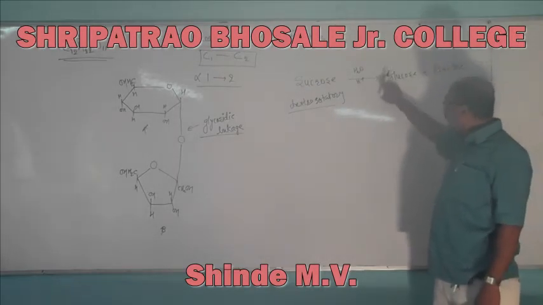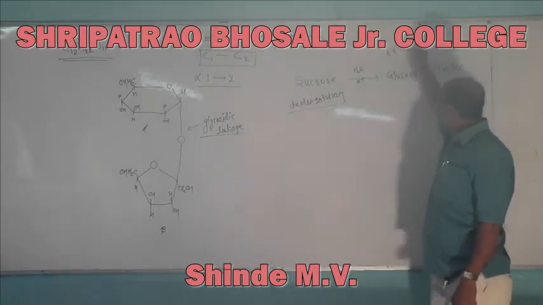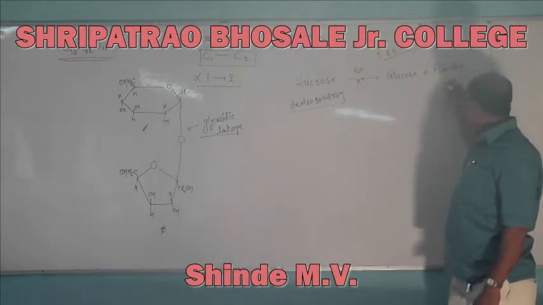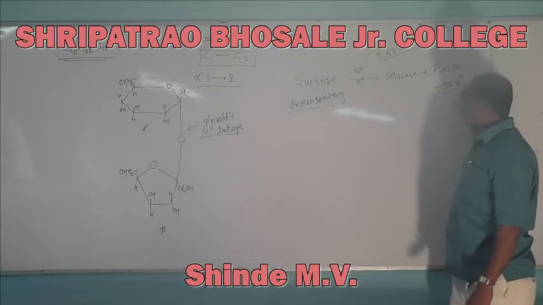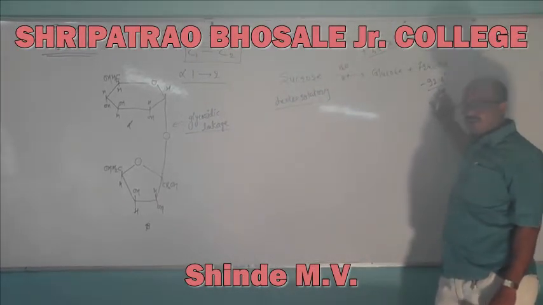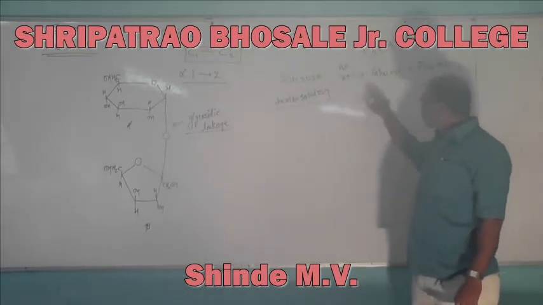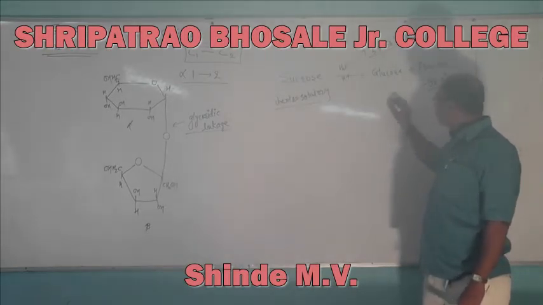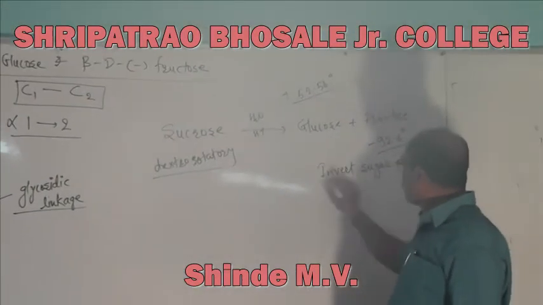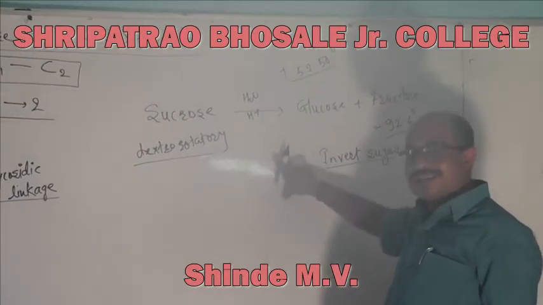Why? The dextrorotation of the glucose molecule is 52.5 degrees, and the levorotation of the fructose molecule is 92.4 degrees. It means the levorotation is more than the dextrorotation. So this sucrose on hydrolysis is converted into invert sugar. It changes the angle.